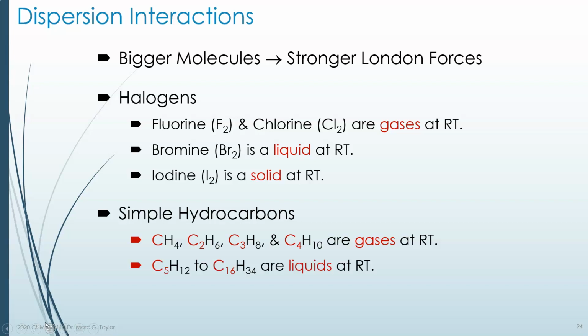If you get bigger, C5 up to C16 hydrocarbons, now they're liquids. One of those would be C8H18, that's octane, that's your gasoline, and you know that that's a liquid at room temperature. If you go bigger than 17 carbons, now they're so large that the London forces are really important and they start becoming solids at room temperature.